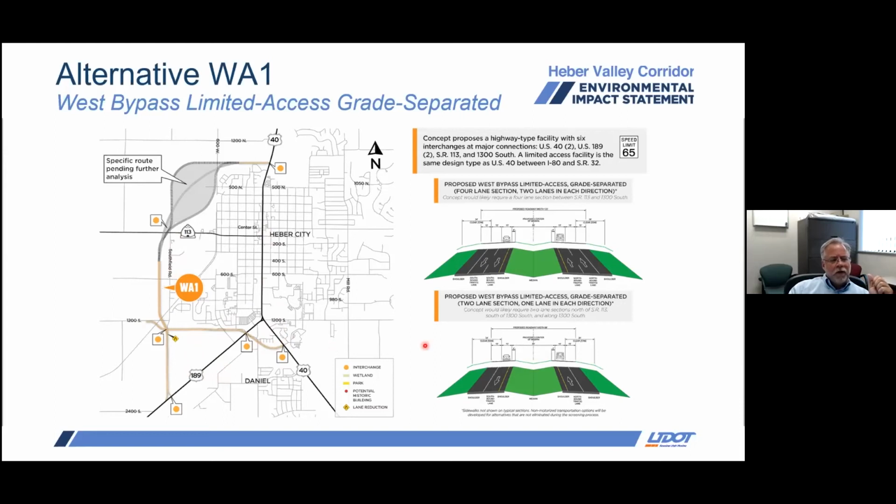And then also with these alternatives, with some of our preliminary analysis, it looks like this bypass alternative would only need one lane in each direction, like we depicted down in this bottom cross section here on the right, with the exception of this segment between SR 113 and 1300 South, where we would need 2 lanes in each direction.